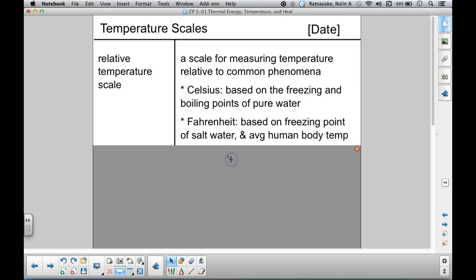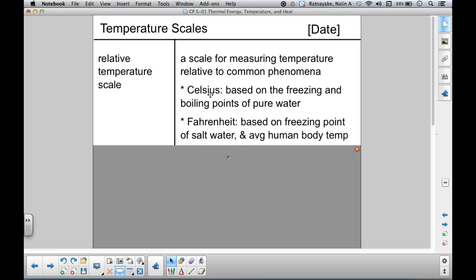And the first kind of temperature scale is something that we are probably pretty familiar with, and this is how we measure temperature just sort of on an everyday basis. And this is called a relative temperature scale. We call it relative because it's a scale for measuring temperature that is relative to common phenomena, things that happen in everyday life. So the two most common relative temperature scales that you're going to find are called Celsius, and Celsius is the one that is most commonly used in countries besides the United States. I think we're the only country left who uses Fahrenheit.